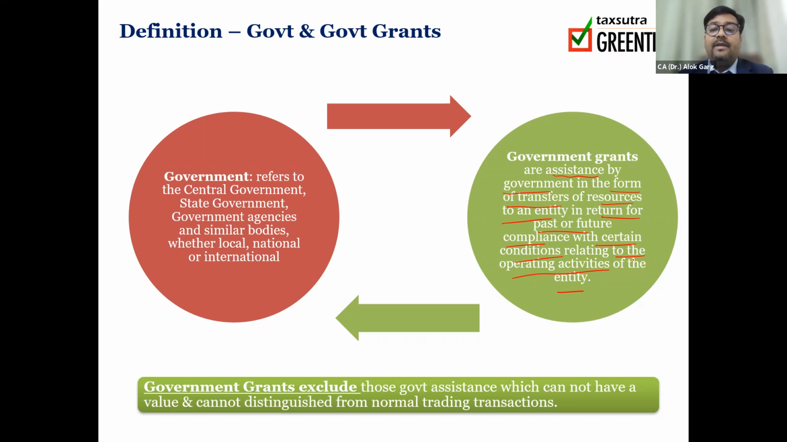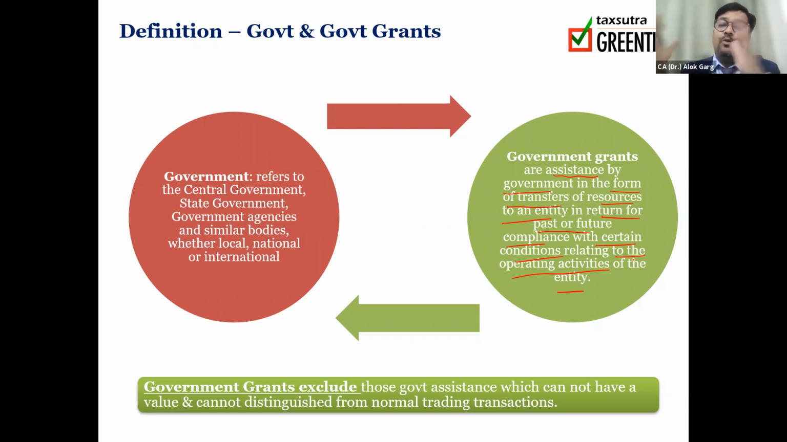And why is government transferring the resources to another entity? In return for past or future compliances. So government has told, if you will install your plant, if you will inaugurate your plant in the rural areas in Chhattisgarh, of course, I will provide you land free of cost. So if the entity is doing that, the entity has already started incurring its operation in rural area.